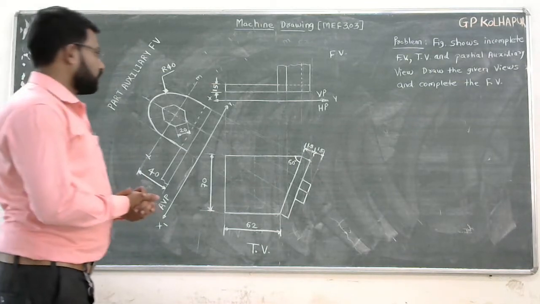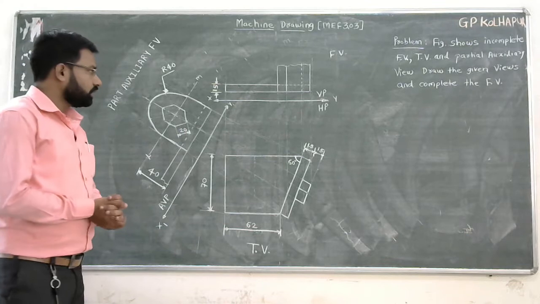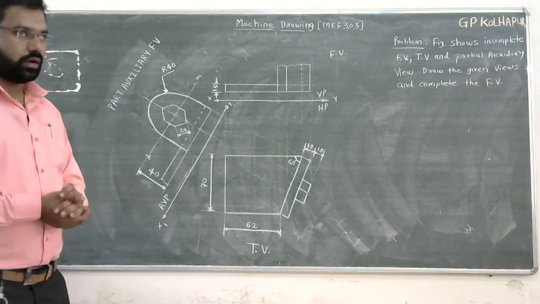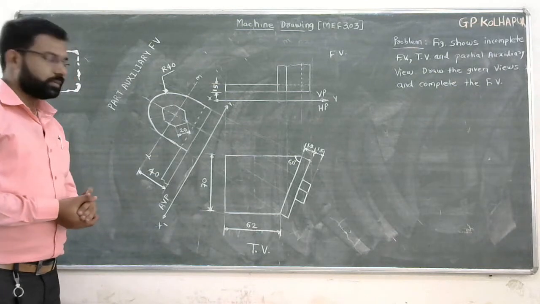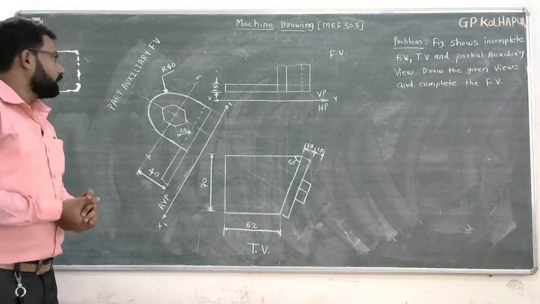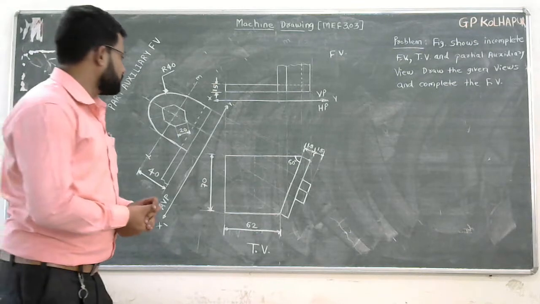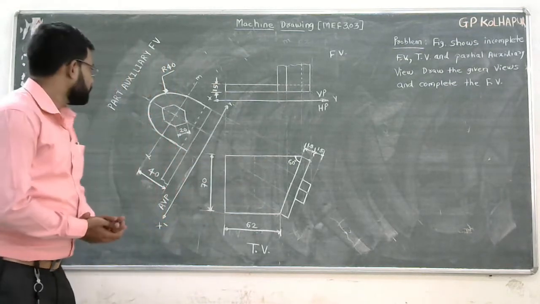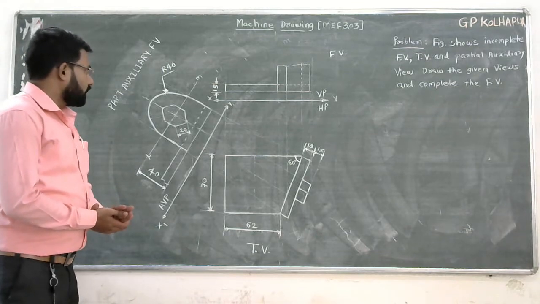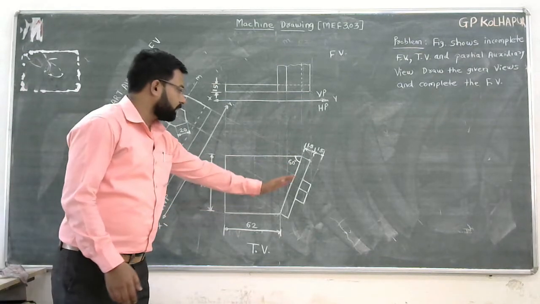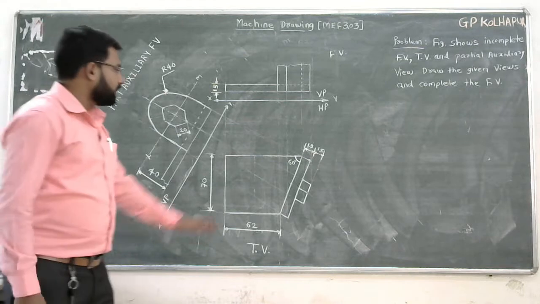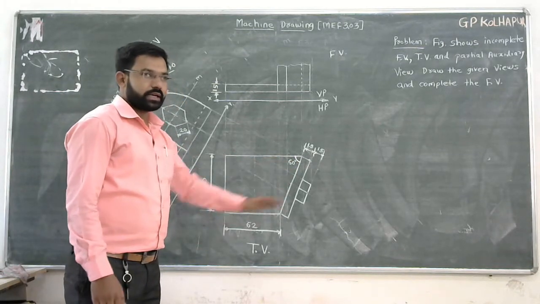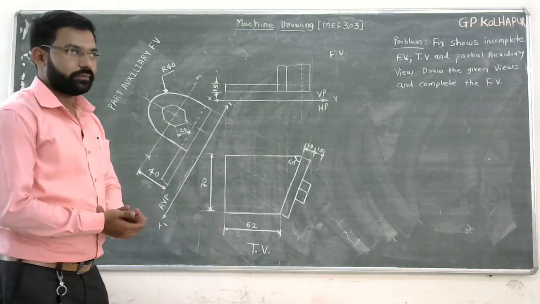First of all, you have to imagine how the object will be seen, or what the features of the object are. This object will contain two plates. One is a horizontal base plate and another is a vertical plate. This vertical plate is inclined at an angle of 60 degrees.